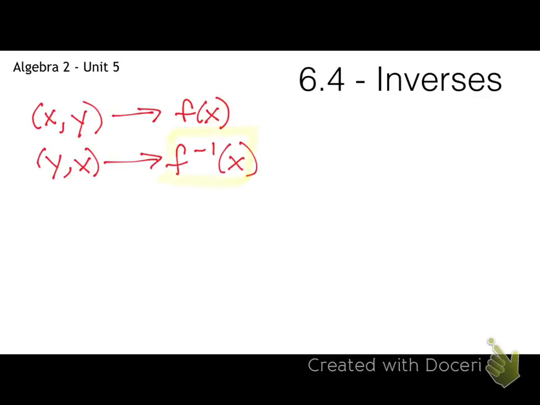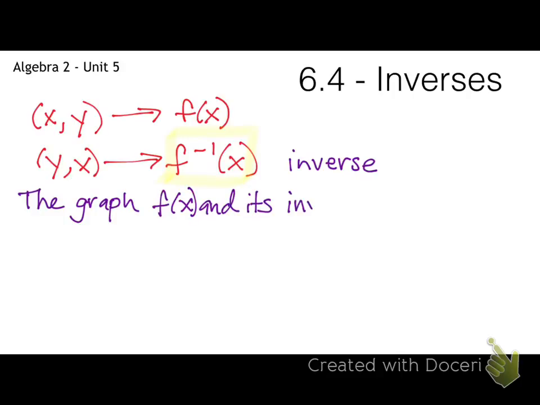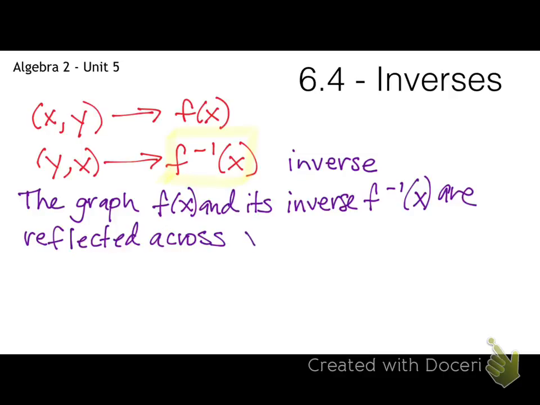So what this means right here is my inverse function. I would call this an inverse. So the graph f of x and the inverse of f of x, so its inverse, are reflected across y equals x. So if I were to actually graph y equals x, I have a graph right here.